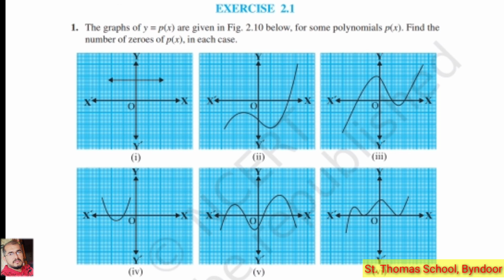This type of question is asked only in the 1 mark section. Okay children, in the next video I will explain exercise number 2.2 and the relation between the zeros and the coefficients. Thank you.